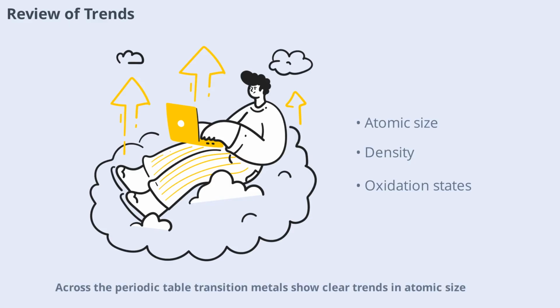Across the periodic table, transition metals show clear trends in atomic size, density, and oxidation states. Their unique position and electron configuration explain their diverse and valuable properties. Understanding these trends helps chemists predict and harness their behavior.